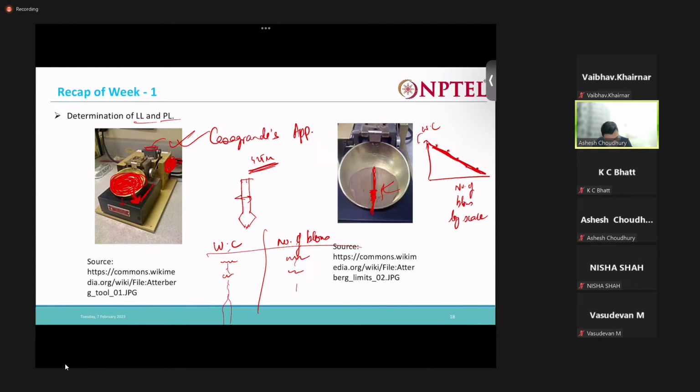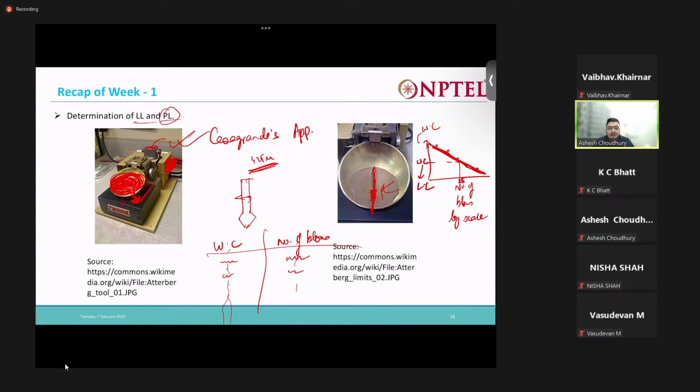Now, corresponding to 25 blows, the water content that we get is the liquid limit. This is how we determine the liquid limit. All these details will generally be discussed in your respective colleges in your geotechnical laboratory, so there you can understand it better. Many videos are also available on YouTube, so you can see those to better understand how we experimentally determine the liquid limit.